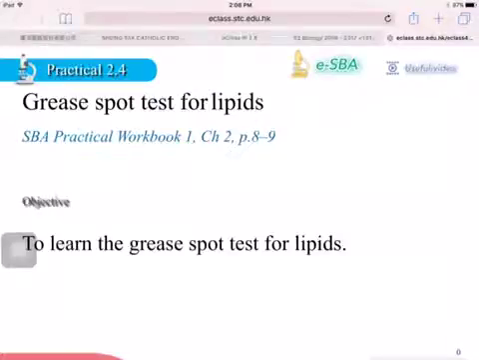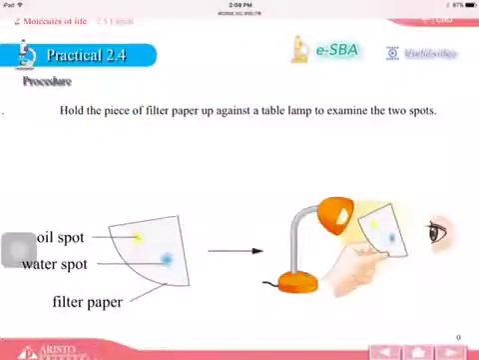Lastly, let's talk about the test for lipids. The test is called the grease spot test, and it is very simple, just like your daily practice. Sometimes you may accidentally drop a drop of oil on your clothes, and then when you look against the light, you will see a spot. That spot, just like this spot, we call translucent spots.